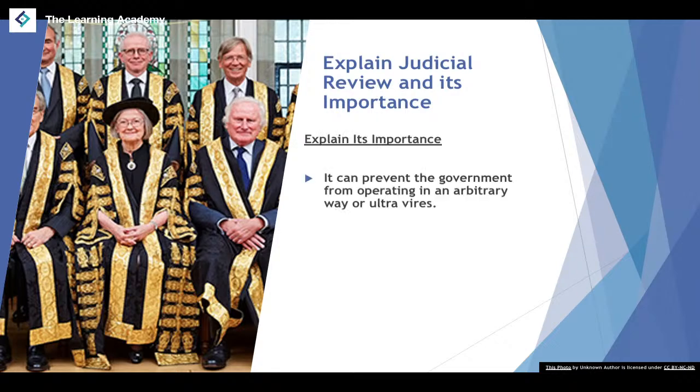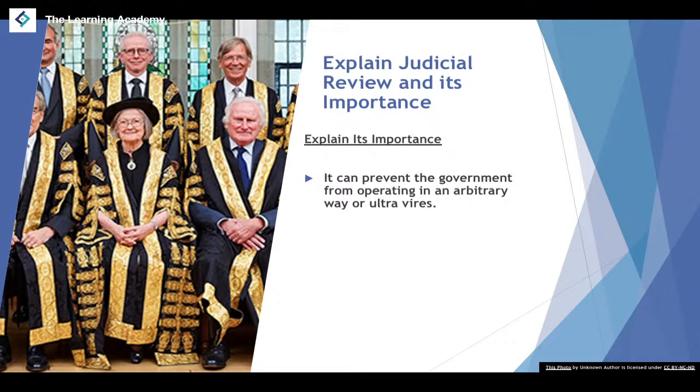You could talk a little bit about how it is able to prevent the government from operating in a way that is arbitrary or ultra vires, beyond one's powers. So we can say how it acts as really a check on the government. It's a check on government authority. It stops and prevents the government from acting in any kind of arbitrary way. And again, it can also prevent the government from acting ultra vires, beyond its means. So that's one point that we could make.